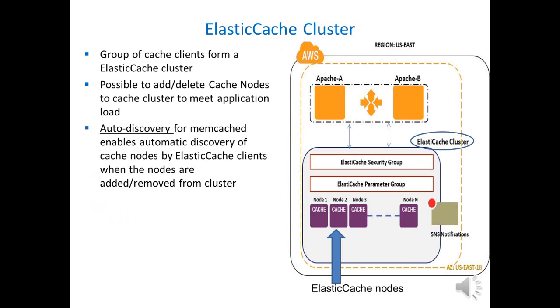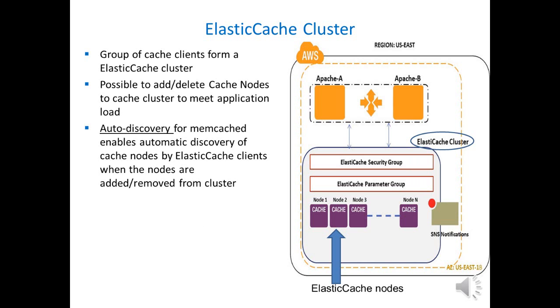So this is a picture of how an Elastic Cache cluster looks like. So here is the client application running, and this is our cluster. So these caches, these nodes are the part of the cluster, and the client will be talking to this cluster.